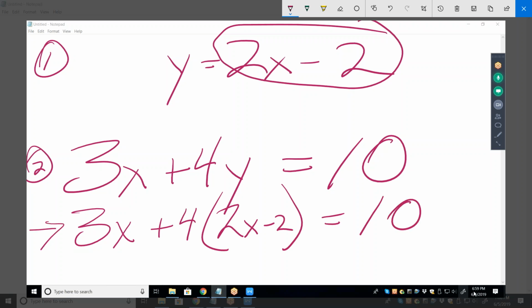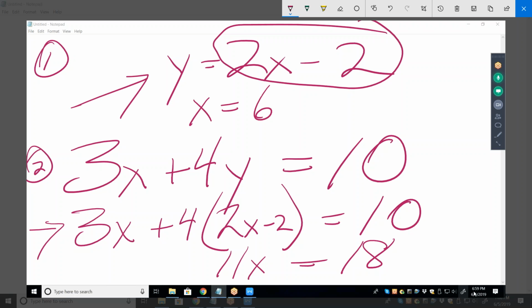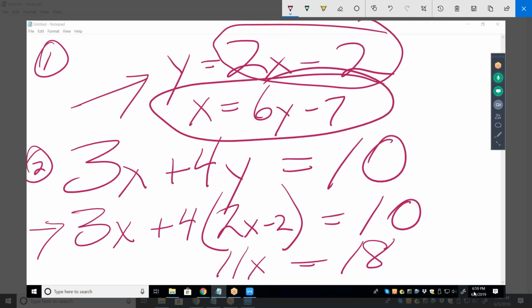Notice, now I have one equation with one variable only. I will be able to solve for x. In fact, I think I end up with 11x = 18. So x = 18/11. So substitution is when one of your equations is fully solved, and it doesn't matter for y or x. If they would have given us x = 6y - 7, I'm going to use substitution because x is fully solved. I'm just going to go wherever I see x and substitute 6y - 7. So the names really tell you how to do it. Substitution is exactly what it means. You're going to substitute what y is equal to for y in the other equation.